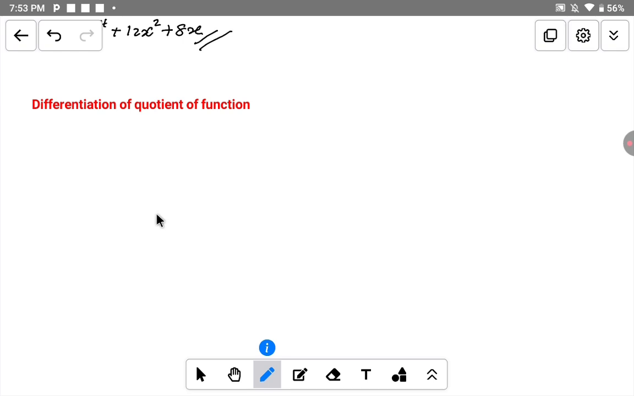So this is lesson 4, and in this lesson we'll be discussing the quotient rule. In the previous class we discussed the product rule, and in this class I'll be discussing the quotient rule. You're going to learn the general form of the quotient rule and how to solve any question on it. So let's dive into it.